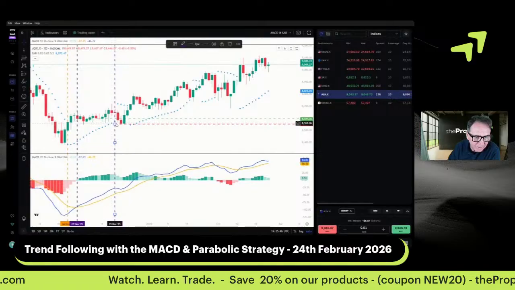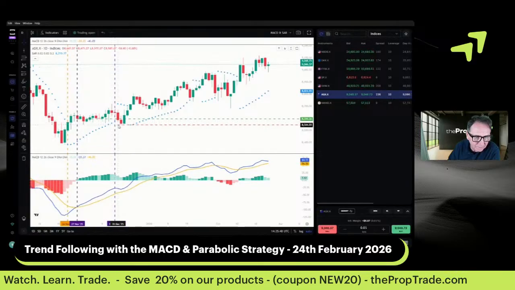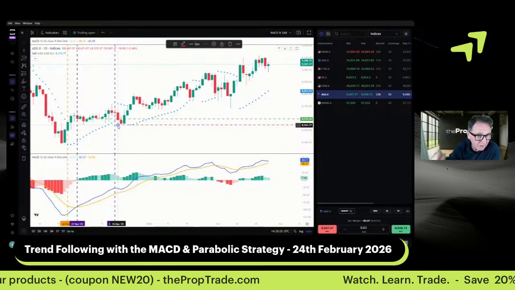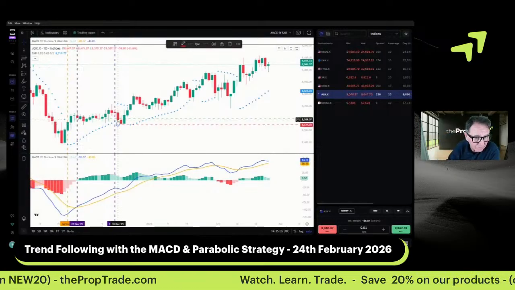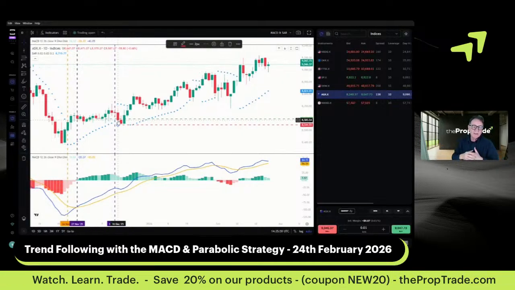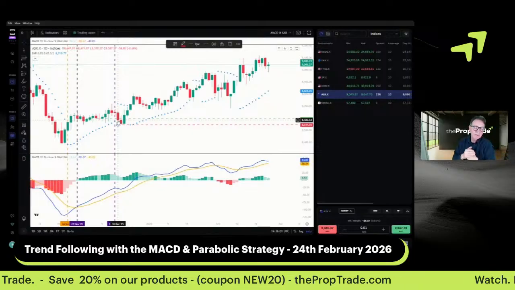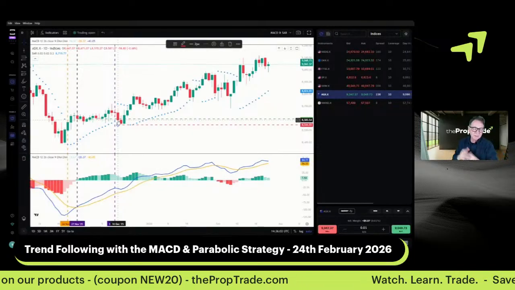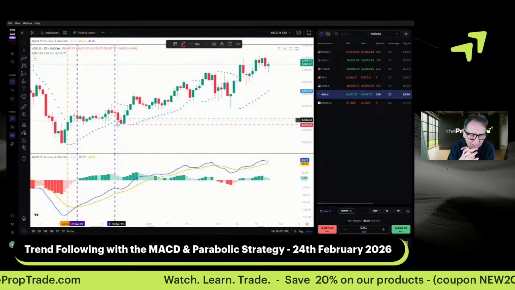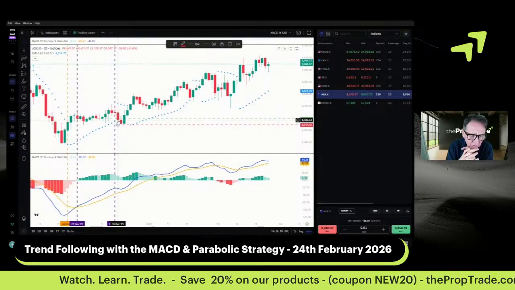But we get a flip on the parabolic SAR, and that would take us out because the parabolic SAR has flipped. So we're out for a very small loss, having held it all that time. There wasn't a trend moving. We went sideways. There was no direct trend price action, and then you can see how we get taken out as nothing has happened.